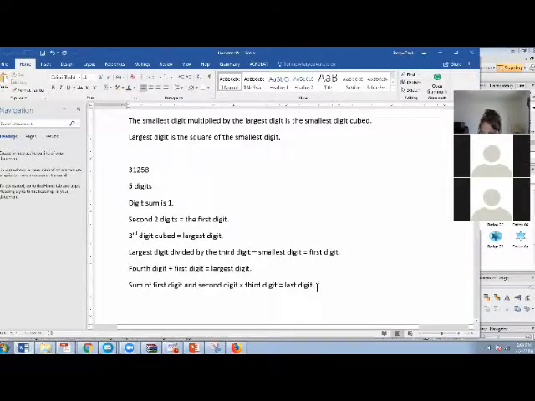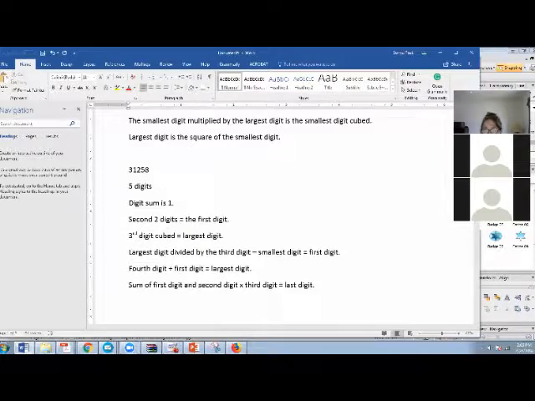Okay. So the digit sum is 1. It's 5 digits. The second 2 digits equal the first digit. So the third digit cubed equals the largest digit. The largest digit divided by the third digit minus the smallest digit equals the first digit. Are there enough clues here to figure out what this is? Wait, I have one. Okay.